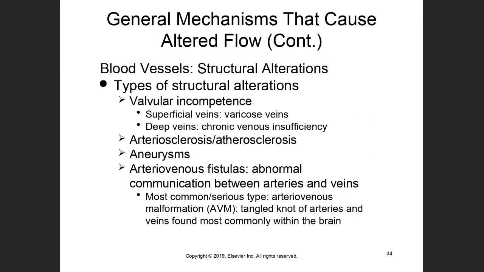Let's keep going. We have blood vessels, type of structural alteration, valvular incompetence: superficial veins, that is varicose veins; deep veins, chronic venous insufficiency. Remember that in the lower extremity we have two vein circulations. One is superficial and one is deep, okay? For example, the femoral vein is a deep vein. The popliteal vein, those are deep veins. Then we have the superficial.